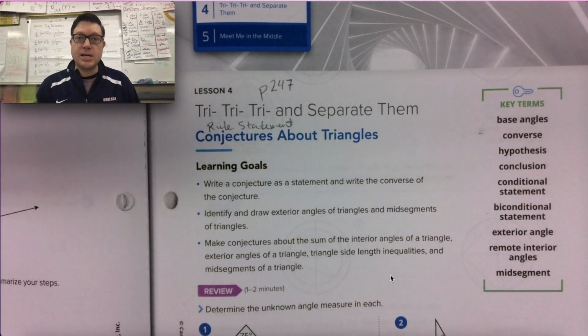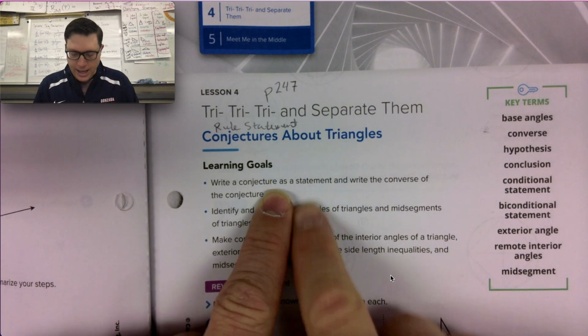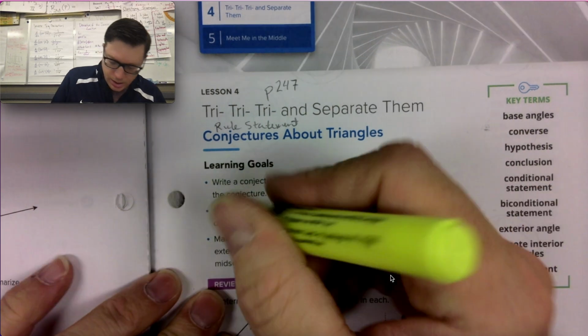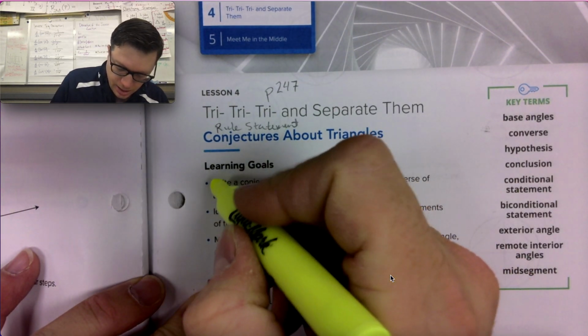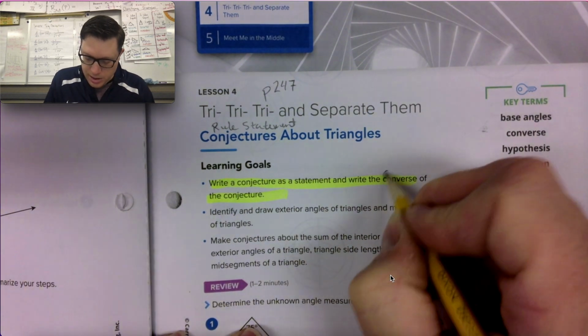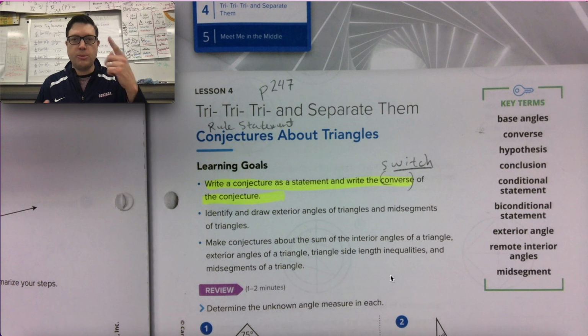Let's get a highlighter out and let's highlight the learning goals. So learning goals are write a conjecture, a rule, as a statement and write the converse. The converse is the switch of it. So we're going to write the converse. We're going to say this means the switch, where you flip them around.